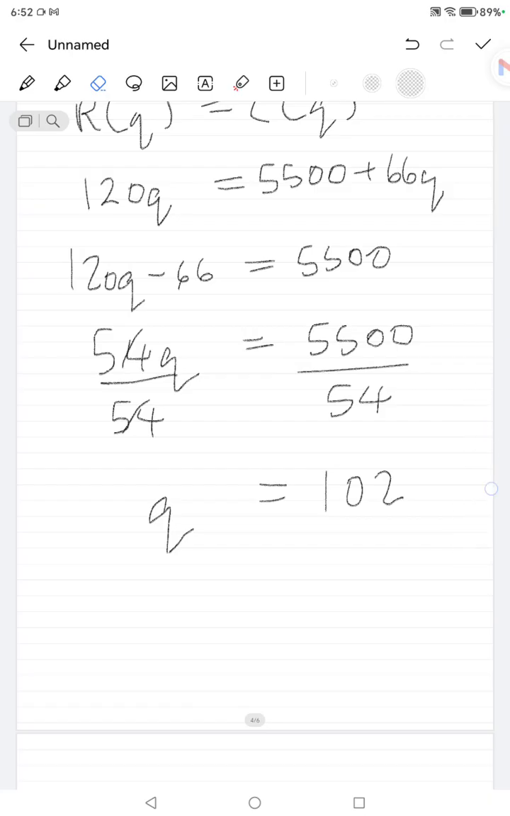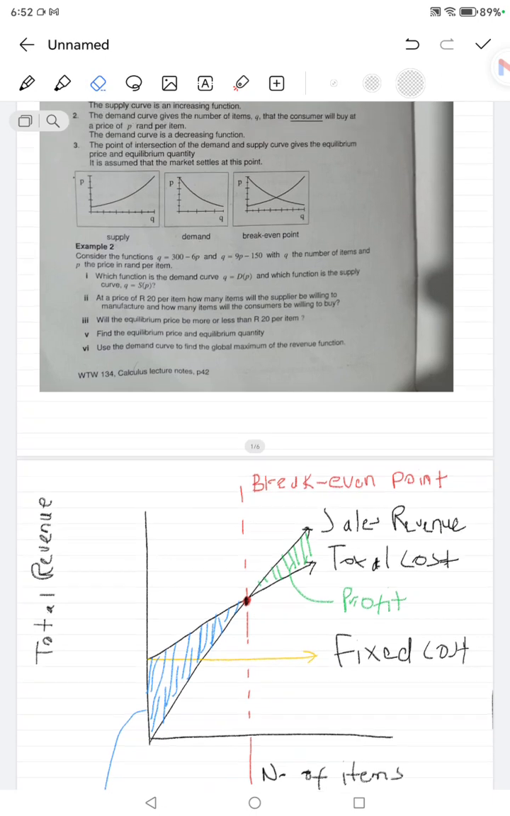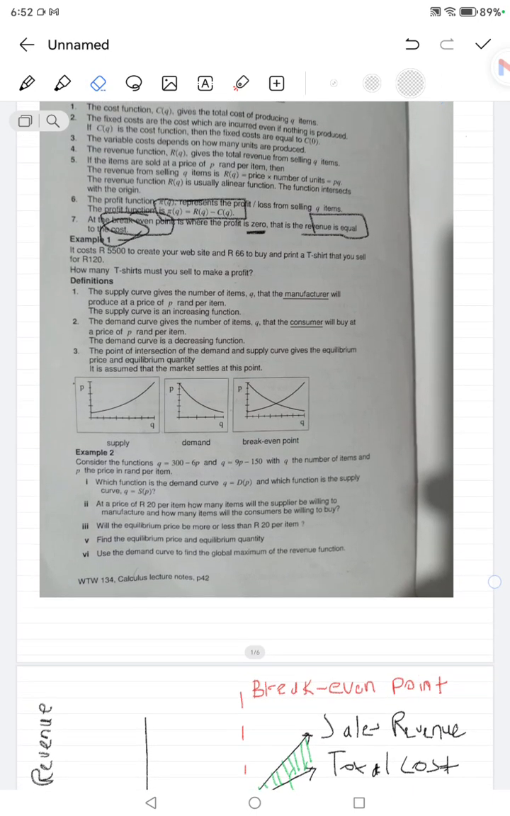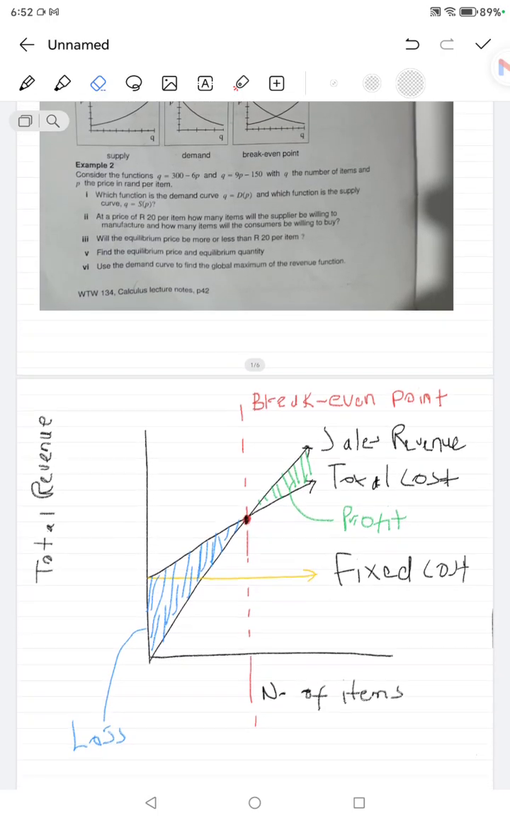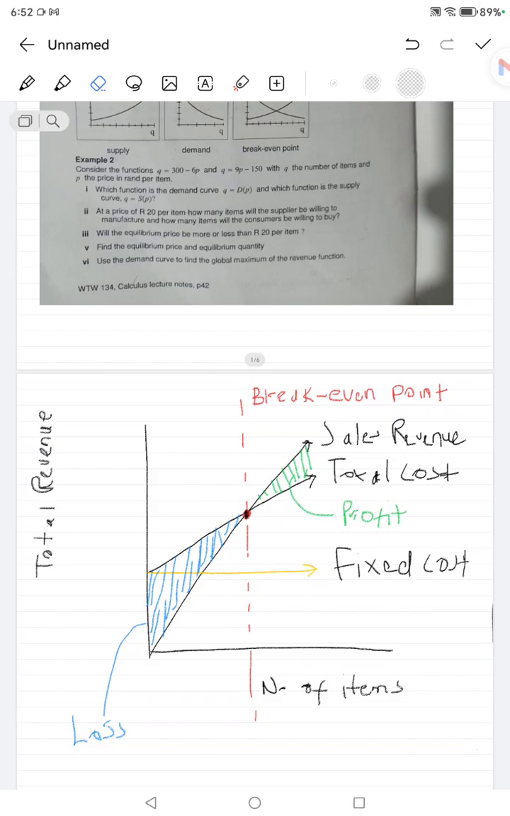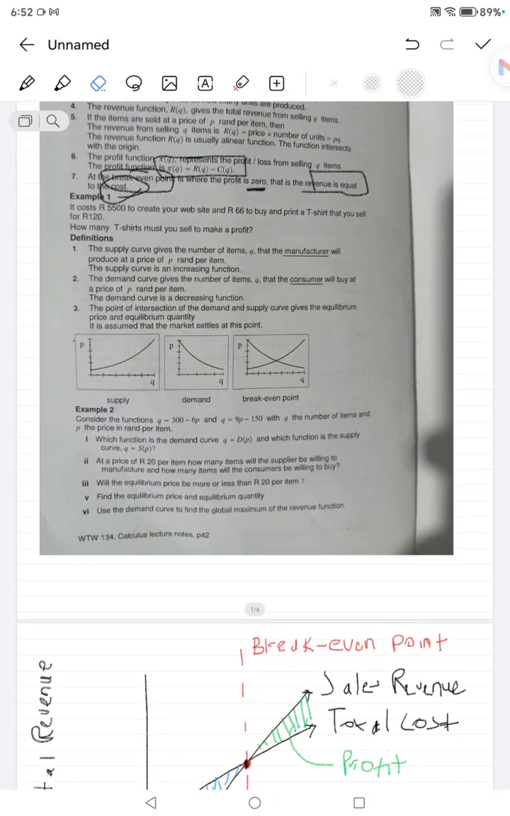Oh yeah, we're done with that one. So, how many t-shirts must you sell to make a profit? You must sell more than your break-even point. They're going to give you different types of examples, but just know that whatever value you get at your break-even point, you must sell more than that. Hence I've drawn something that looks like this, so you can know that whatever is going up that side is considered to be your profit.